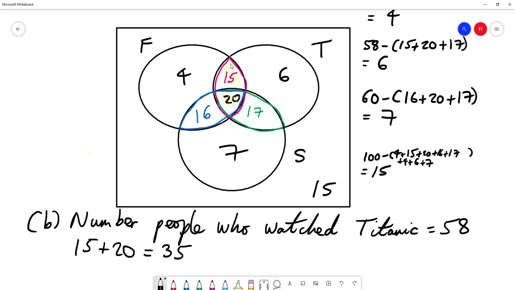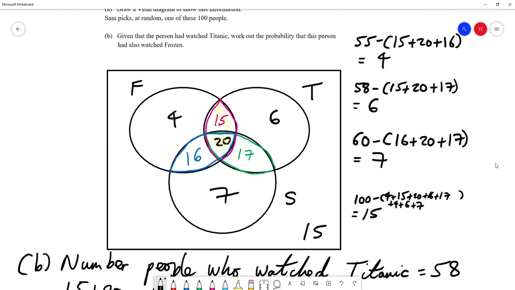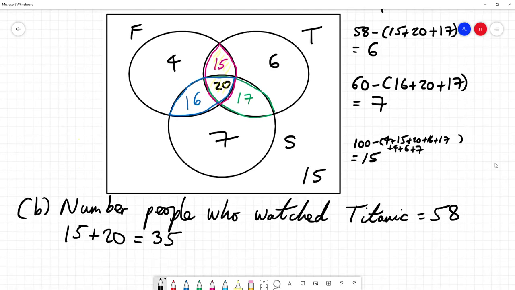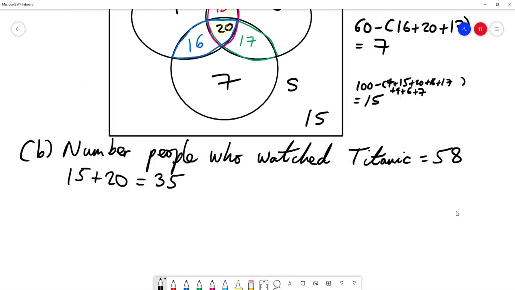But we want the probability. So if we go back to the question, it says, given that the person had watched Titanic, work out the probability that this person had also watched Frozen. So we need to say, right, we've got 58 people who watched Titanic. So there were 35 of those who watched Frozen as well. So it's 35 out of a total of 58 people who watched Titanic.